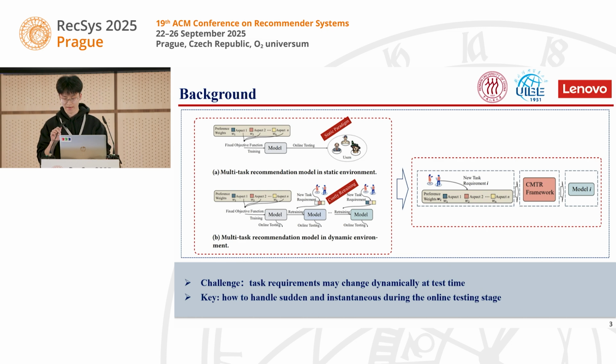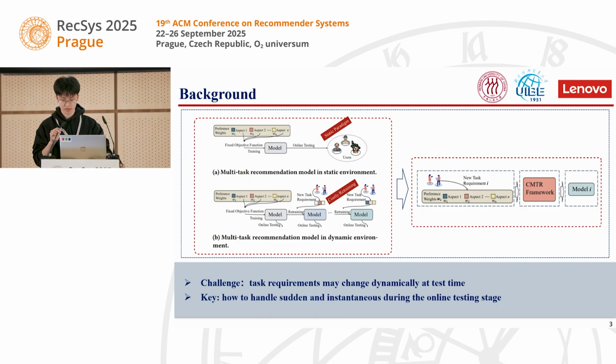But the real world is dynamic. As the bottom diagram shows, when a new task requirement emerges, such as a Black Friday event, we are forced to retrain the entire model. This process is expensive and slow, failing to meet the need for real-time adaptation.